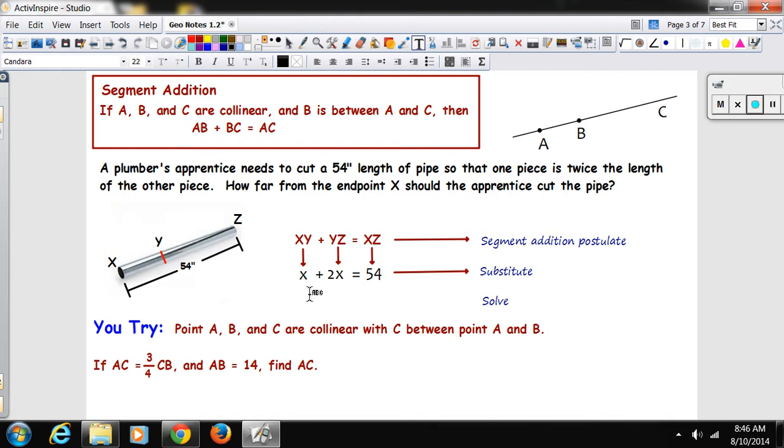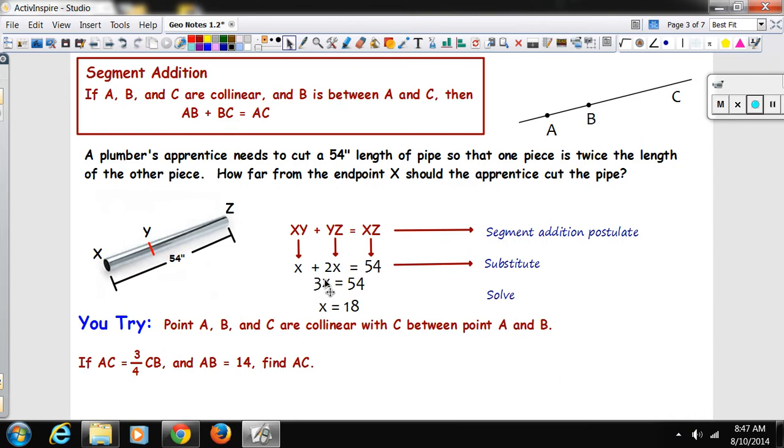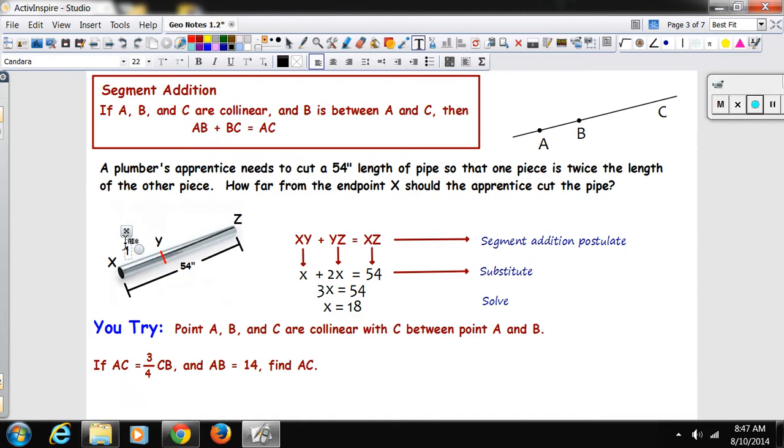So if I solve this, I'm going to get 3x equals 54. And if I divide by 3, I'm going to get x equals 18. So what that tells me is that the smaller piece is 18, so I could put an 18 right in here. And if I do 54 minus 18, I'm going to get 36 for the bigger piece.